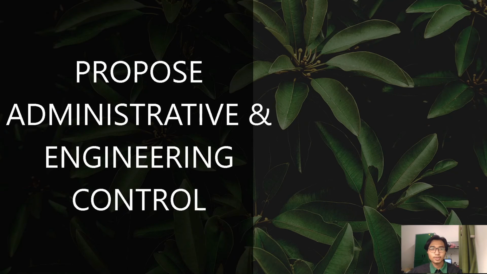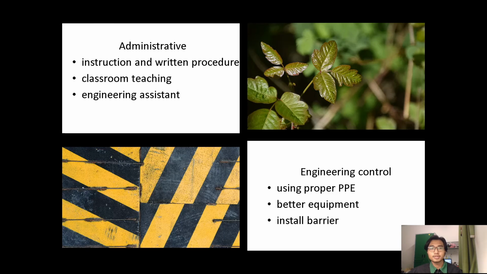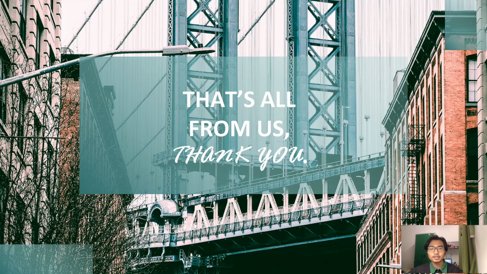Next, we have the proposed administrative and engineering controls. For the administrative, we can do instruction and written procedures, and then classroom teaching. Last, engineering assistance. For the engineering control, we can use proper PPE, and then better equipment. Last, install barriers.